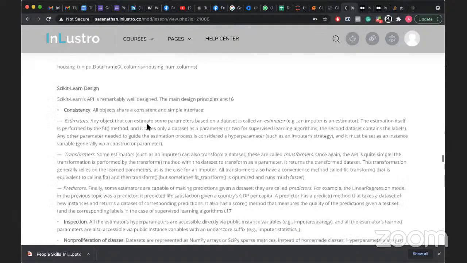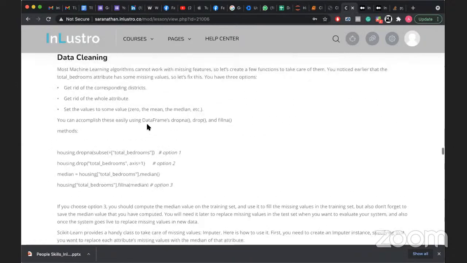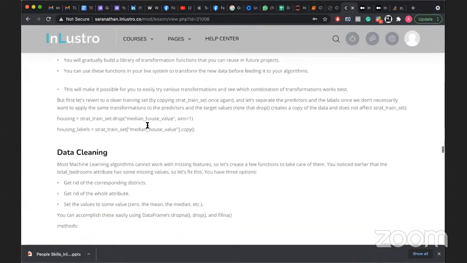Good. So before we look into the next part, one thing we need to understand is that most machine learning algorithms cannot work with missing features. So we need to create a few functions to take care of missing features. The total bedrooms attribute has some missing values in our data set. So we have three options.